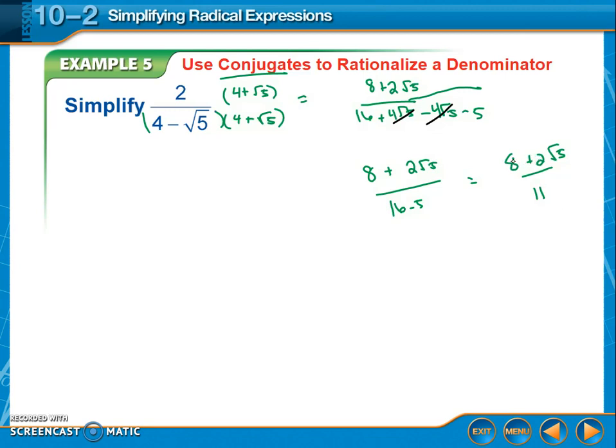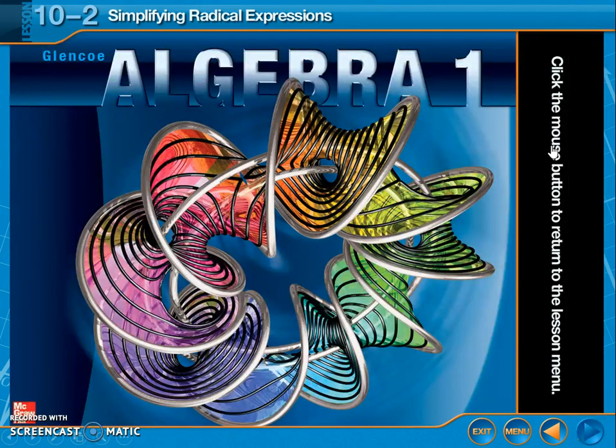If it went evenly into both, then you could reduce. Or if there's something that's common between all three numbers, but there's not. So we stop there. And that is lesson 10.2.